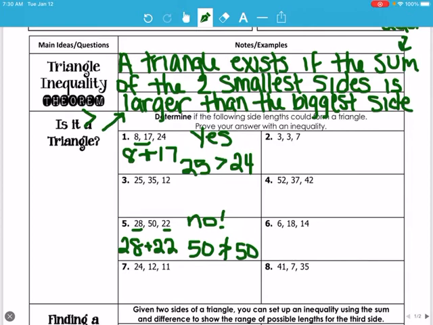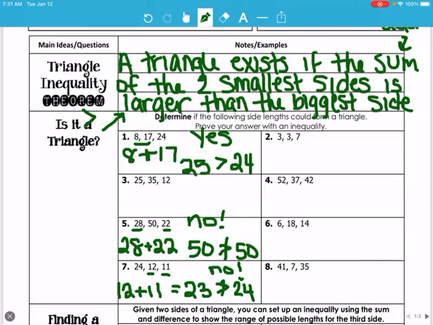And let's look at number 7. My two smallest sides in this case are 12 and 11, so I will add those two together. I will get 23. Now, 23 is not greater than 24, which is that third side. So again, no, I don't have a triangle. So again, to prove if something is a triangle, we look at the three sides, find the two smallest, add those together. When we add those together, is that bigger than that third given side? And then you can determine if you have a triangle.